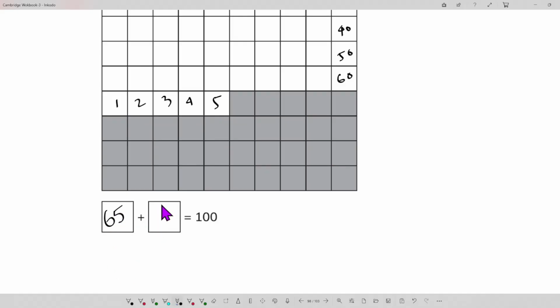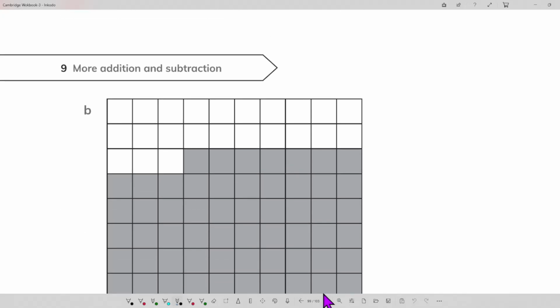So obviously here is again 1 2 3, it means 30. Then 1 2 3 4 5, it means 35. So look, 65 plus 35 equals 100. Same again: here is 10, here is 20. So 1 2 3, it means 23.